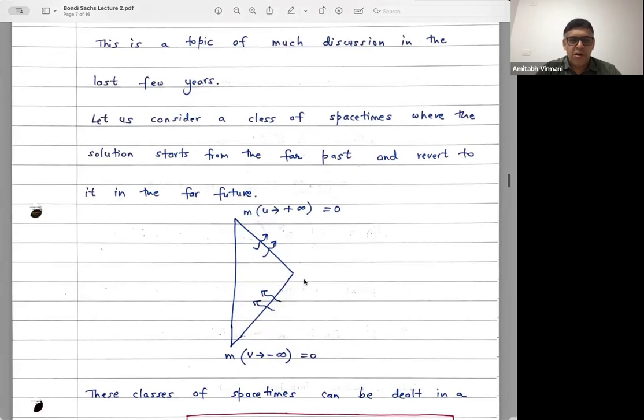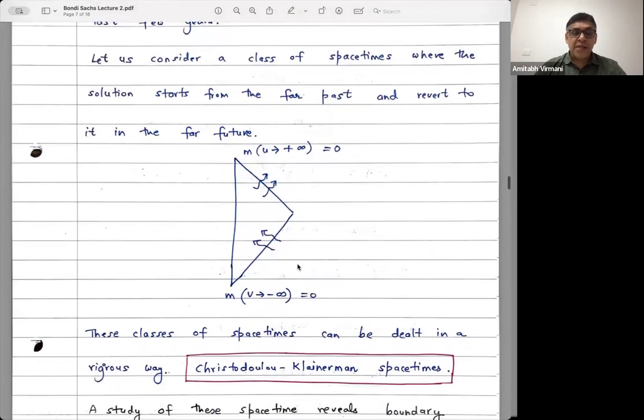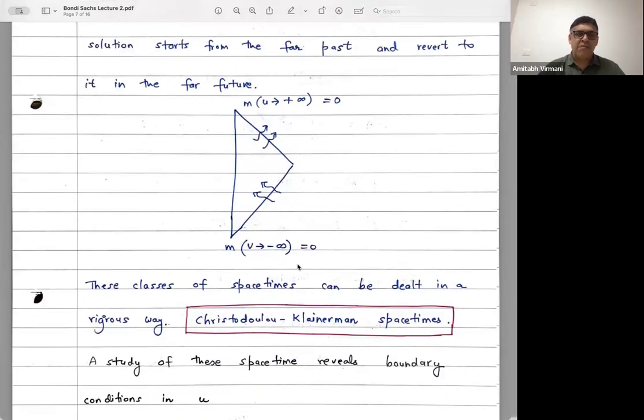You have Minkowski space far in the past. So m, the Bondi mass in the v going to minus infinity limit, is 0. Then some sort of gravitational wave comes. Maybe the space-time has some mass, and then this gravitational wave scatters and goes to infinity. So in the end, m at u going to plus infinity is also 0. So here the mass is 0, here the mass is 0, but in between there is some mass. The mass is changing as a function of v, as a function of u, and so on. Okay, so consider all such spacetimes which are possible.